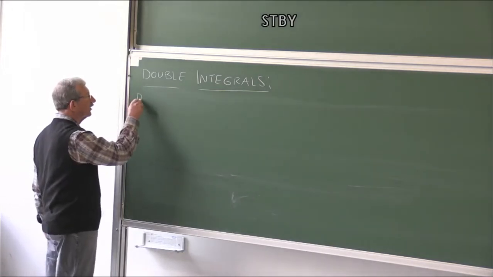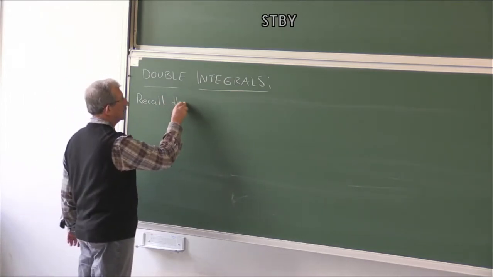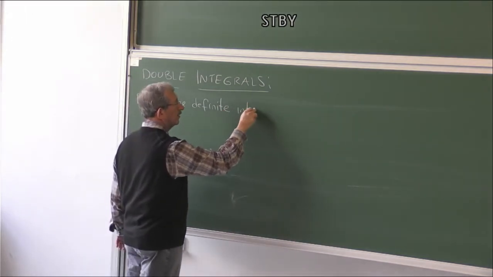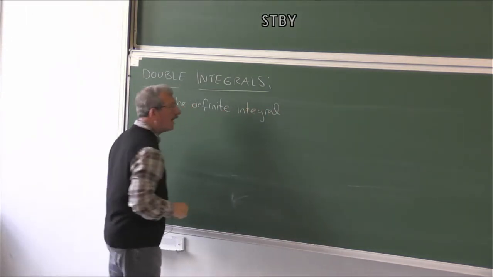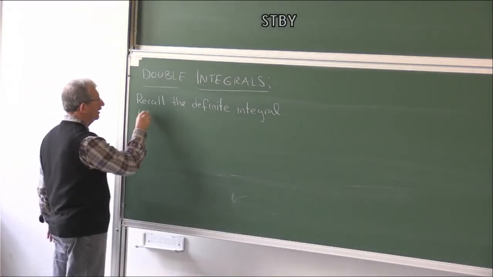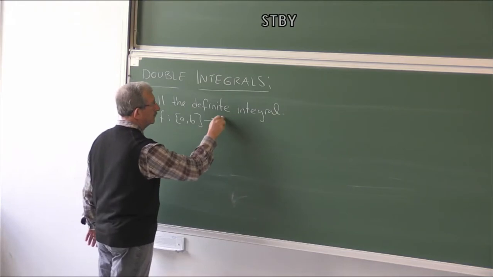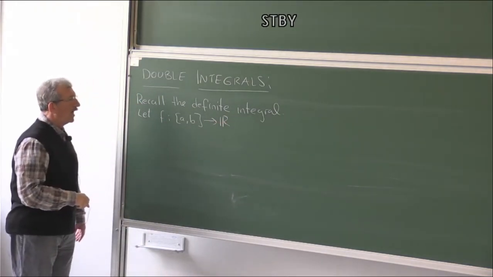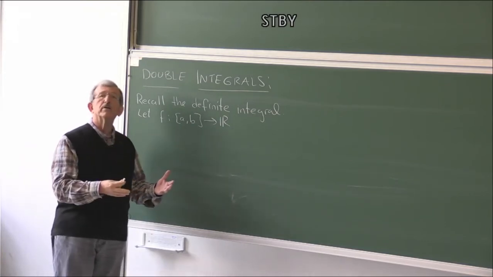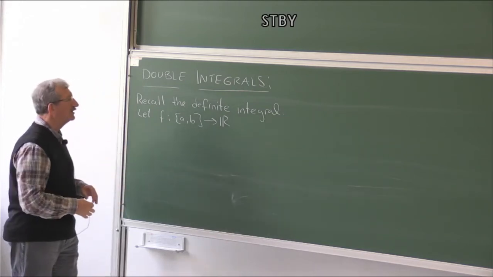So let us first recall the definite integral, or rather, how we defined it. To start with, we had a function defined on a closed interval into R. And if this were not a bounded function, there would be no integral in the first place. So we can assume it's bounded, but it's a consequence of the existence anyway.